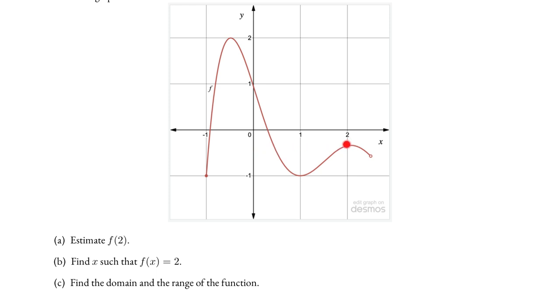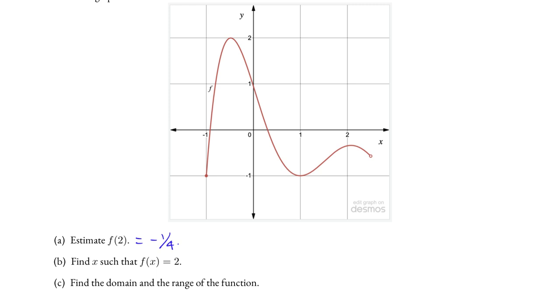And so it looks like f of 2 is approximately a quarter, and it is below the x-axis, and so f of 2 is negative 1/4. This is only an estimate.